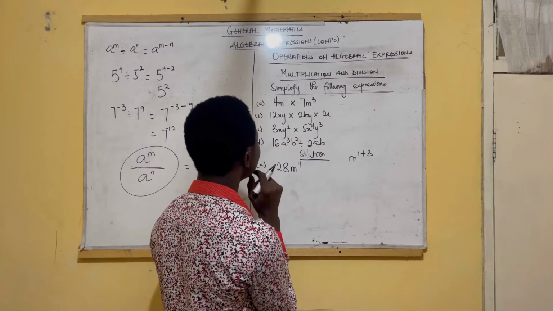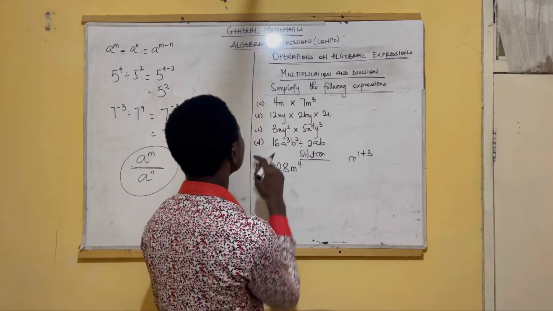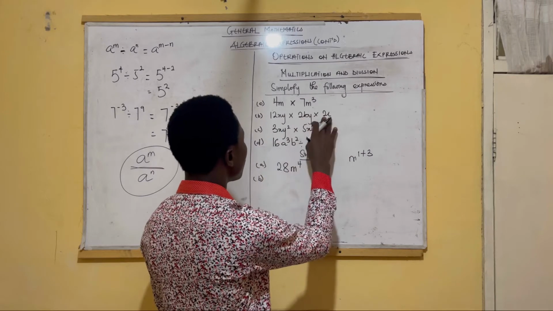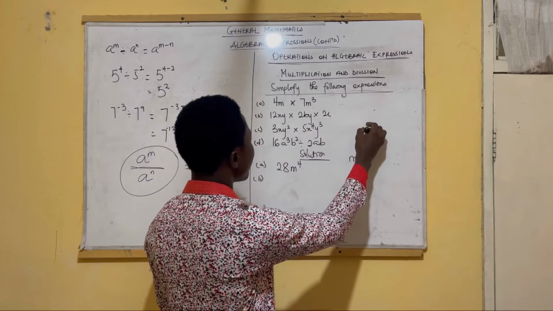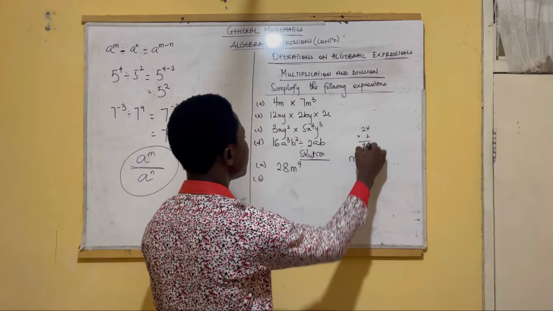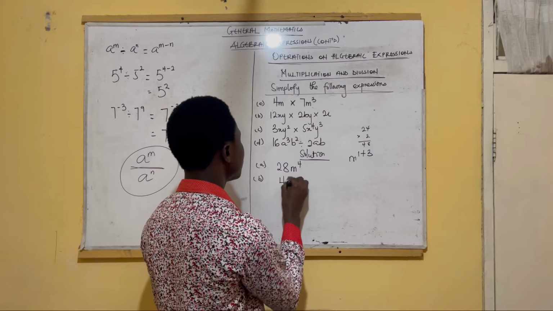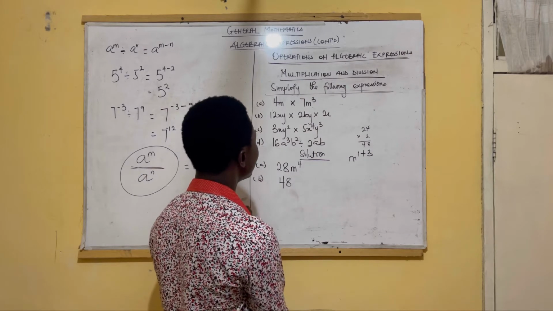All right, so B. Over here, what do we do? Again, you multiply the numbers. 12 times 2 is 24, right? 24 times 2, what are you getting? 48, isn't it? So with the numbers, I'm getting 48. Then back at the letters.